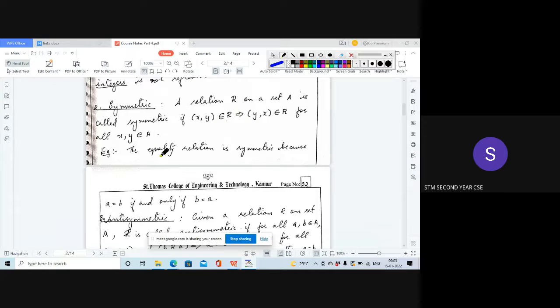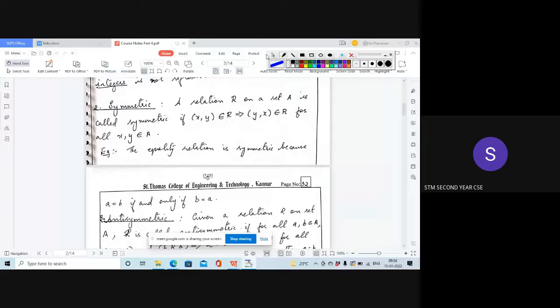An example of a relation that satisfies the symmetric property is the equality relation. The equal to relation is symmetric because a is equal to b if and only if b is equal to a, isn't it? If (a, b) exists, then (b, a) should also exist because of the equal to property. So the equality relation is symmetric because if a is equal to b, then it implies b is also equal to a. Okay.